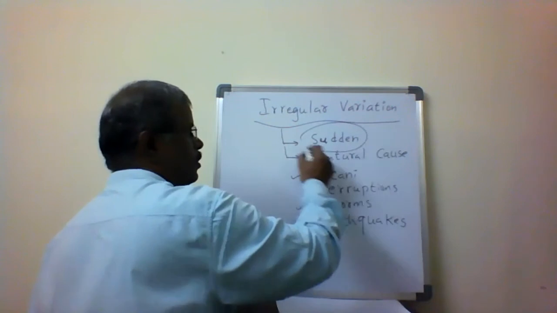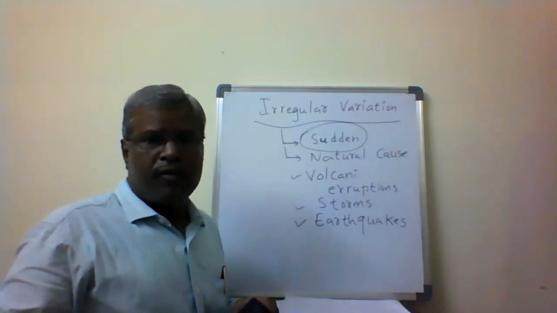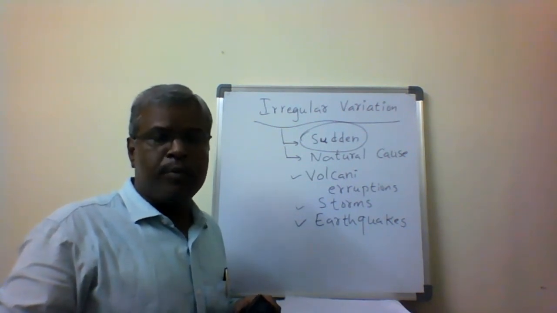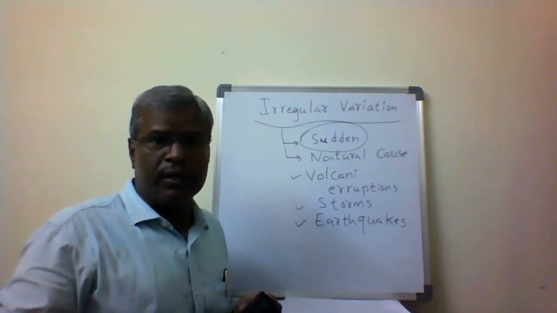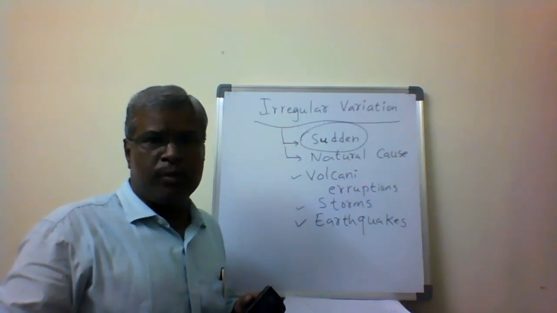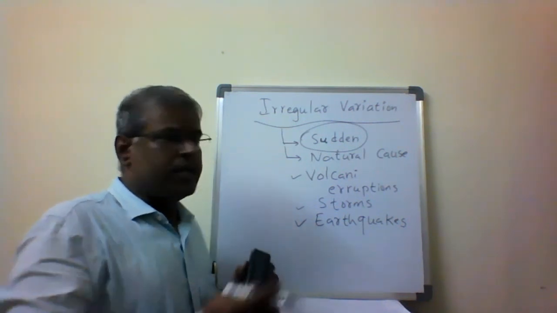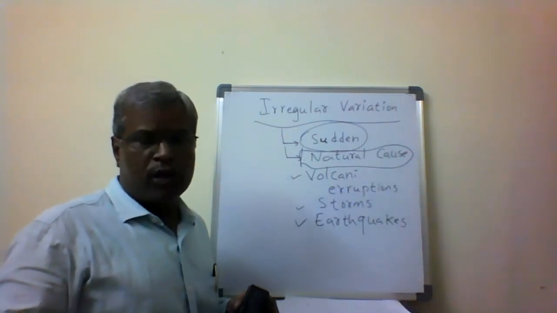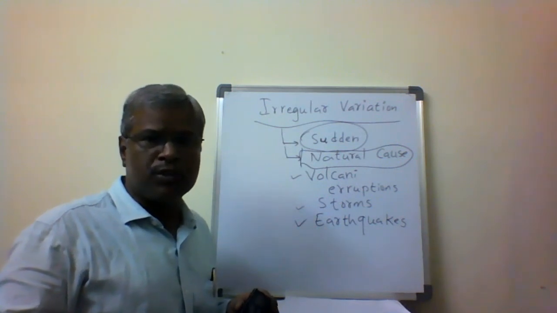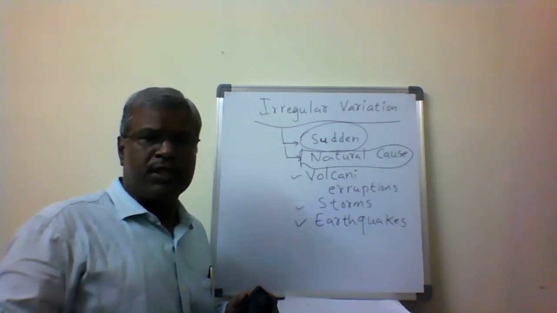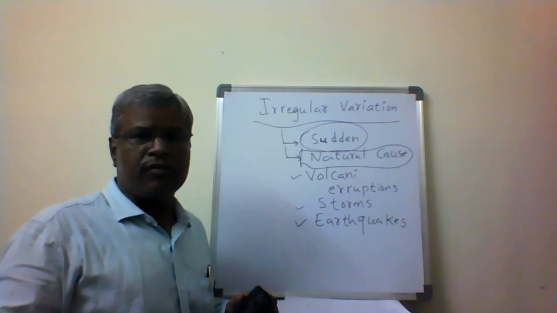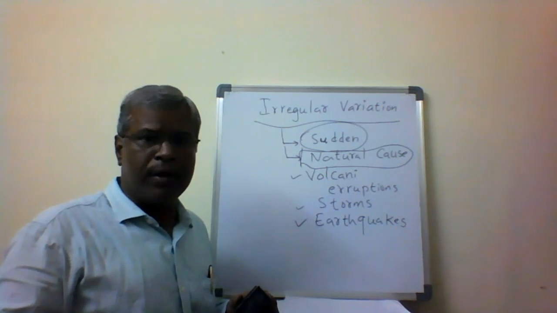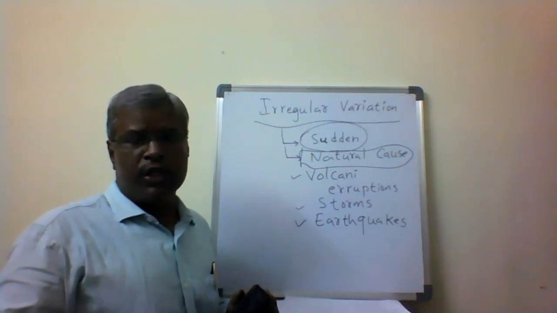So the variation is not daily, annual or secular. At any period of time it is going to occur, so it is called irregular. Without giving any intimation, the variation is going to occur. That is the natural phenomenon. The natural causes are volcanic eruptions, heavy storms, heavy winds or earthquakes. These are the reasons the variation of declination occurs. The changes have no pattern, that's why we call it irregular variation.